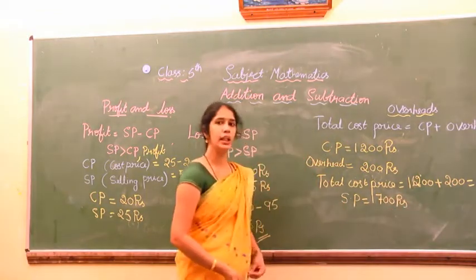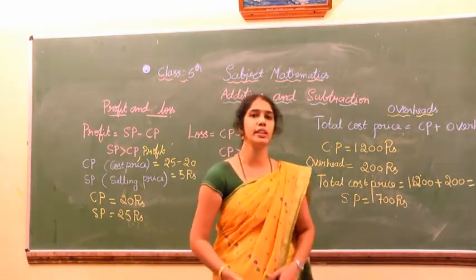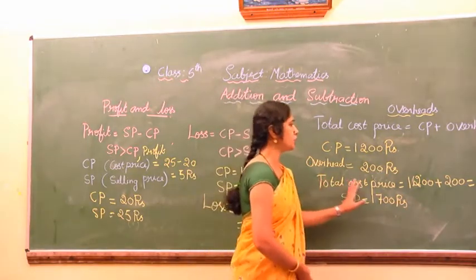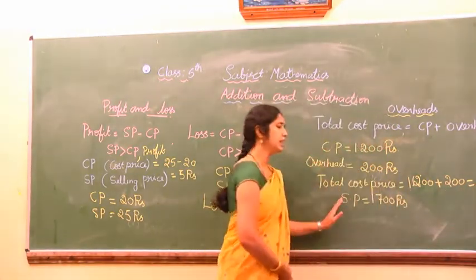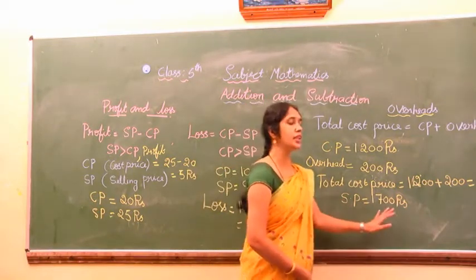Now tell me, did you get profit or loss in this case? See, the total you spent on the cycle is 1400 rupees and the selling price is 1700 rupees.